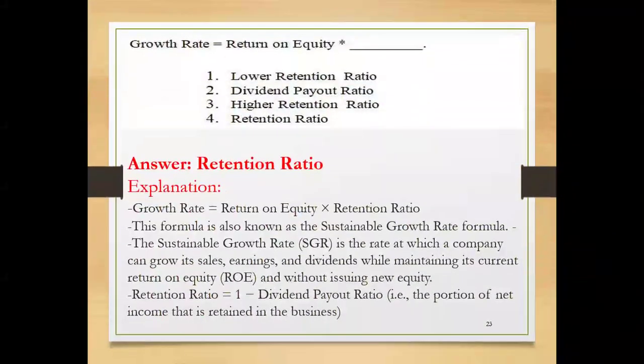Then next question: growth rate is equal to return on equity into dash. Is it lower retention ratio, dividend payout ratio, higher retention ratio, or retention ratio? Yes, the correct answer is retention ratio. So this formula is also known as the sustainable growth rate formula. This is the rate at which a company can grow its sales, earnings, and dividends while maintaining its current return on equity and without issuing new equity.